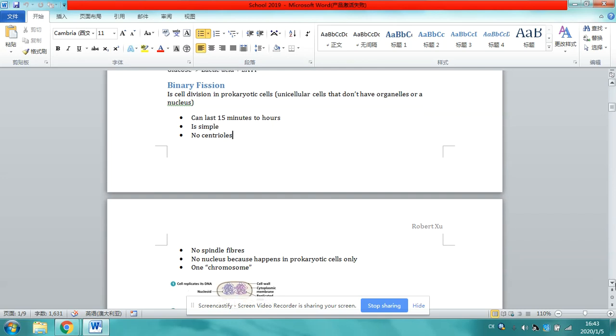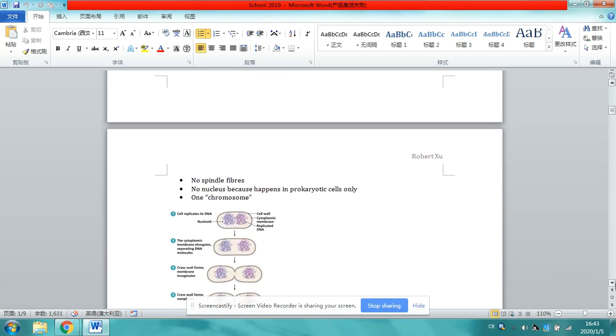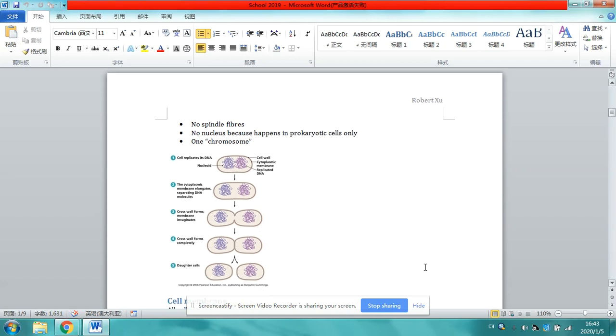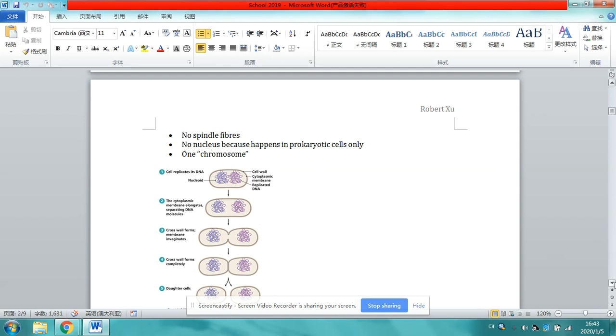Okay, let's get down to the diagram and go through it step by step. There are 5 steps, but you really don't have to remember the 5 steps, step by step. In an exam, you're usually asked to describe instead of listing the 5 steps of them because this is kind of pointless to remember. But I'm still gonna go through it.